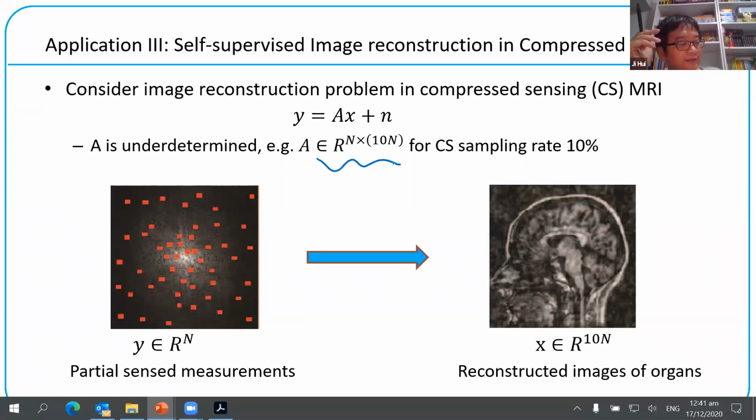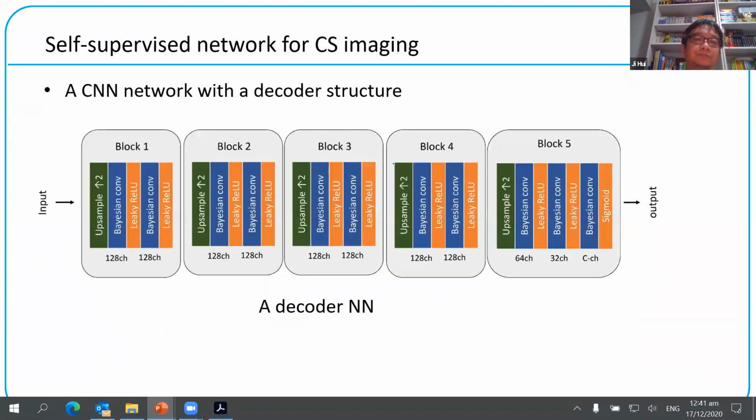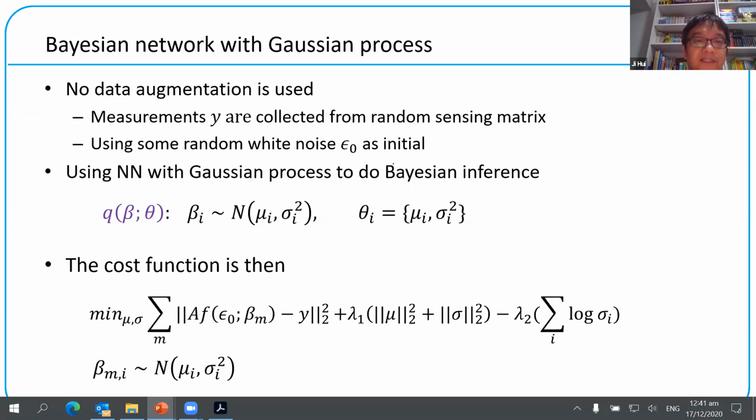You have like 10 unknowns. You have the unknowns, which are 10 times the equations you have. Here, I only consider a decoder without using the encoder. There's a reason for that.